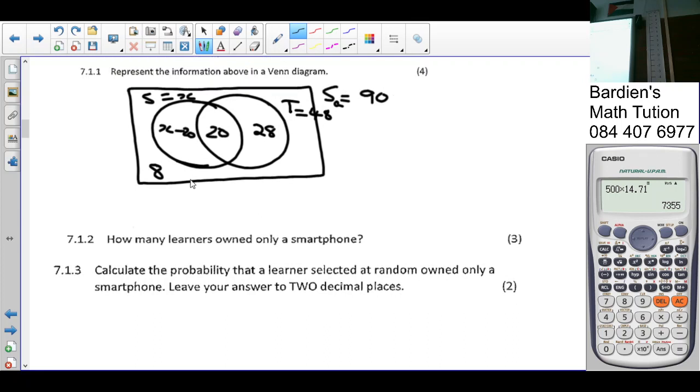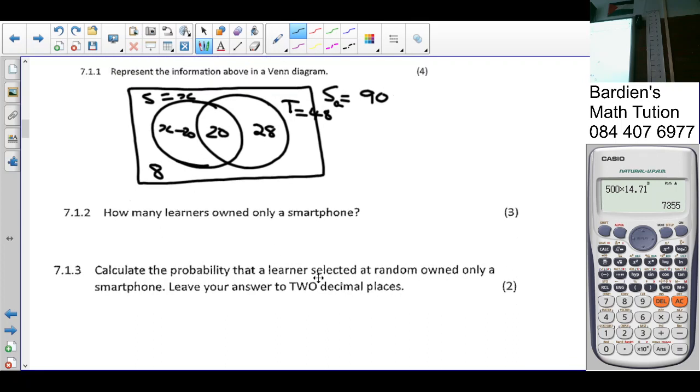So we have drawn the Venn diagram. In 7.1.2, the question says how many learners own only a smartphone? So in other words, we need to calculate that then. X minus 20, not so. So how do we do that calculation? We know that X minus 20 plus 20 plus 28 plus 8 adds up to 90. So let's take that into account.